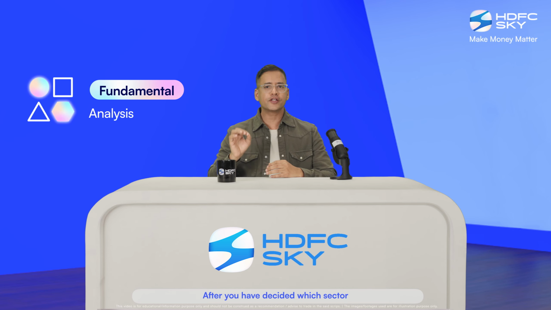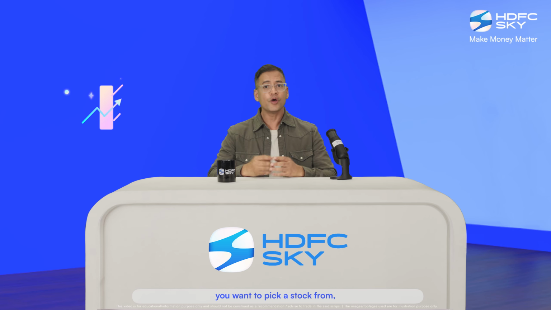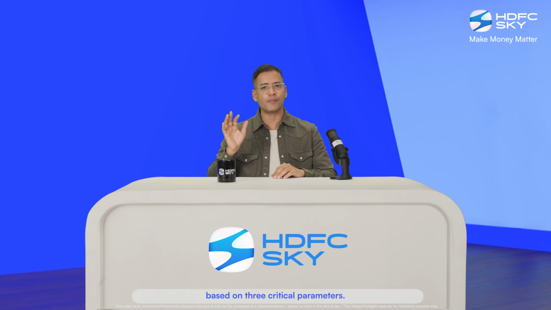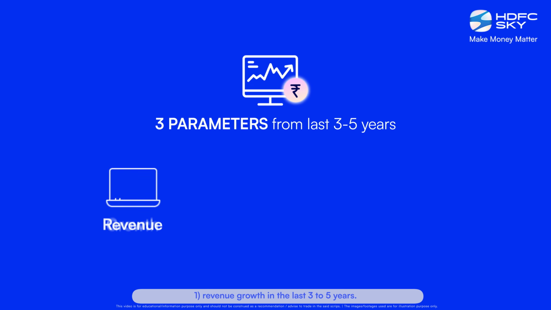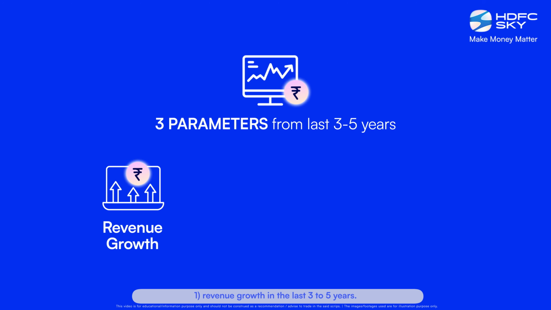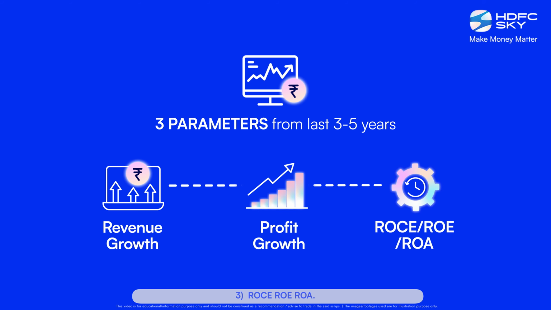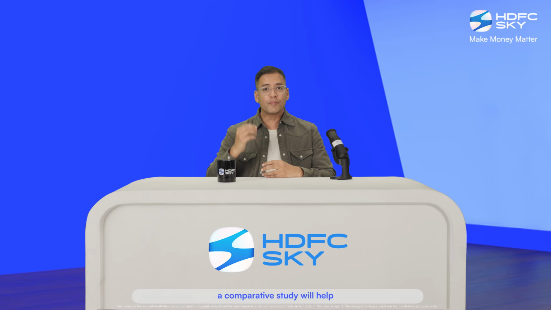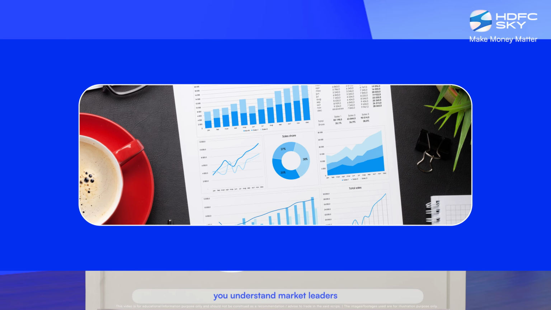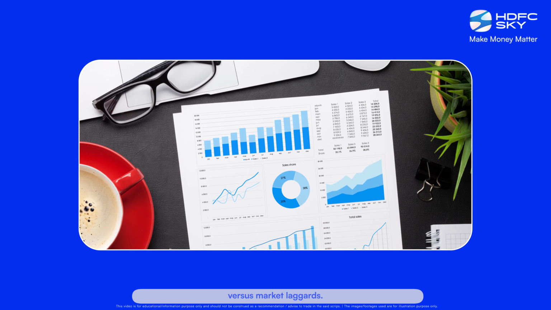Number 3, fundamental analysis. After you have decided which sector you want to pick a stock from, you can shortlist few quality stocks based on 3 critical parameters. Number 1, revenue growth in the last 3 to 5 years. Number 2, profit growth in the last 3 to 5 years. And number 3, ROCE, ROE, ROA in the last 3 to 5 years. A comparative study will help you understand market leaders versus market laggards.